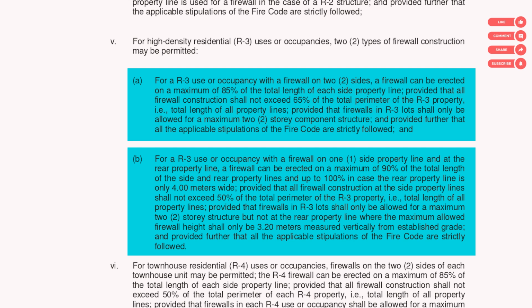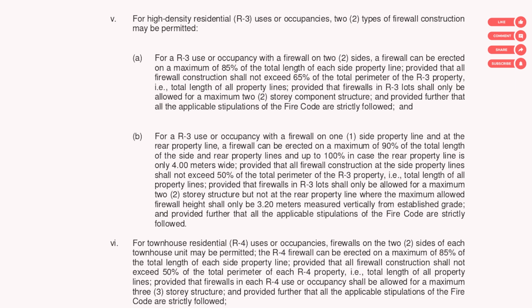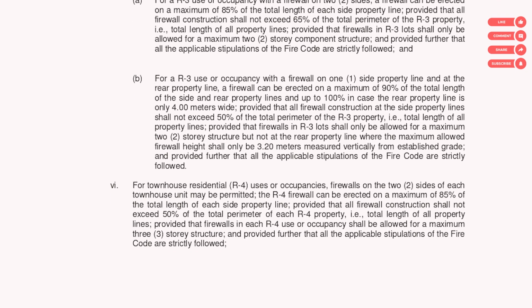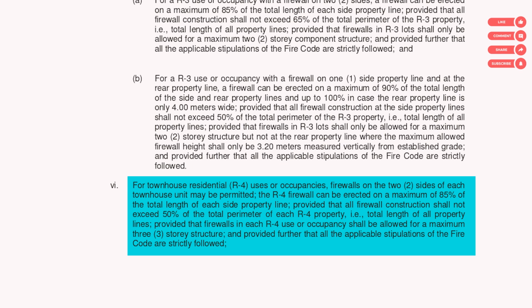Okay, other rules, when you add all of the firewalls, they shouldn't be longer than 50% of the lot perimeter. As for the height, 2 stories high for the side, 3.2 meters high for the rear. That's the maximum height. R4 naman, two sides basically. So R4, you can do firewalls on two sides, 85% per side. Total, when you add both, should not exceed 50% of the lot perimeter. And maximum height is 3 floors for R4.